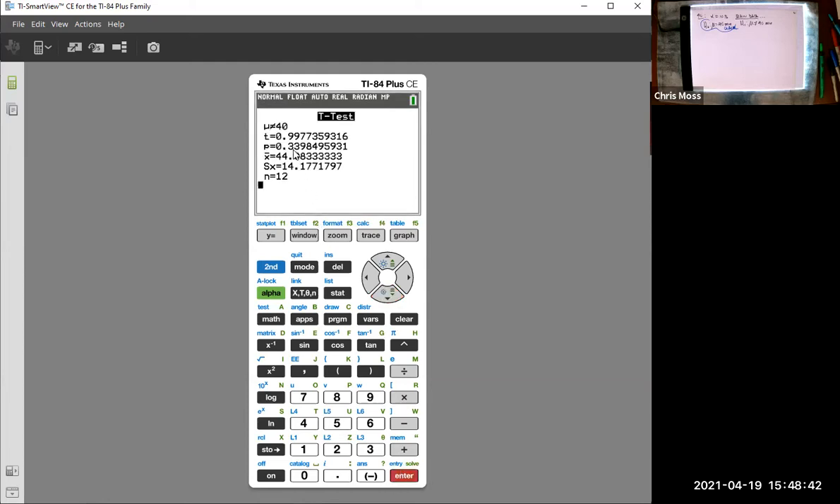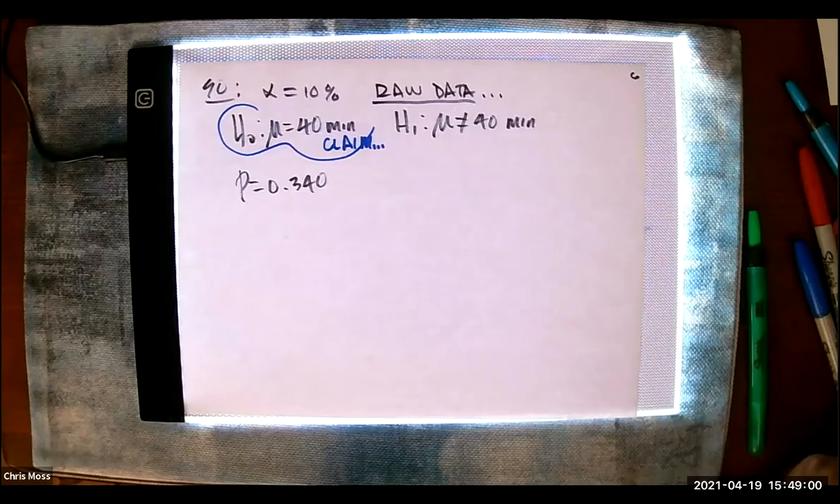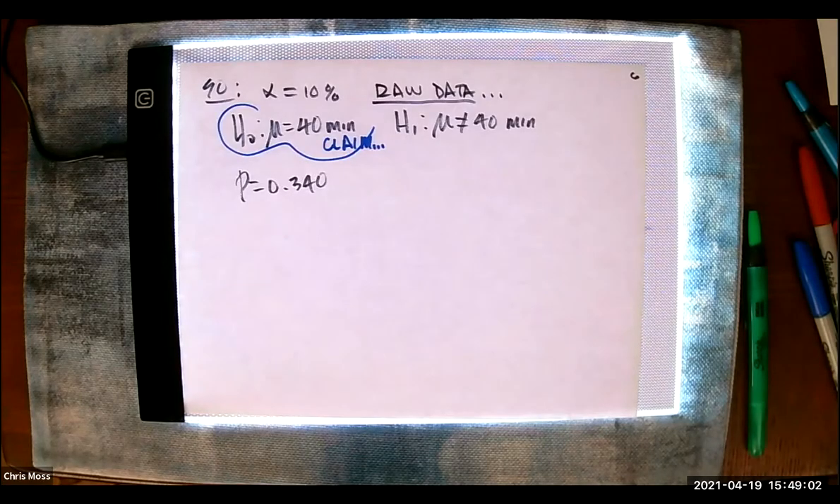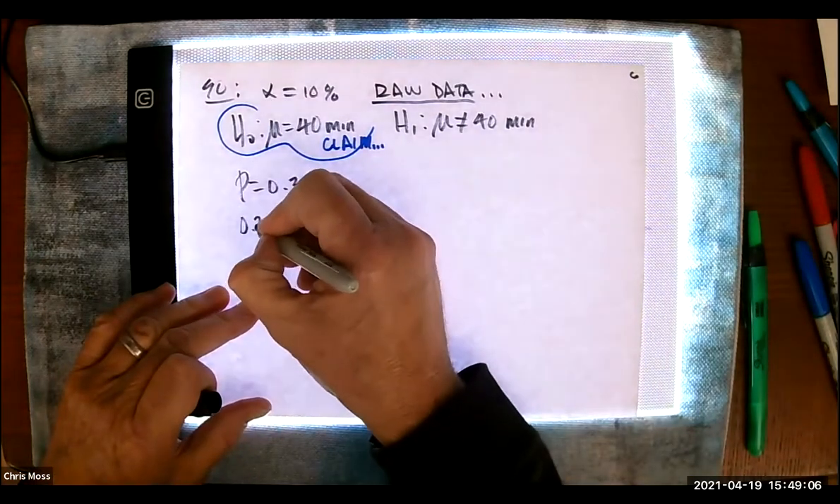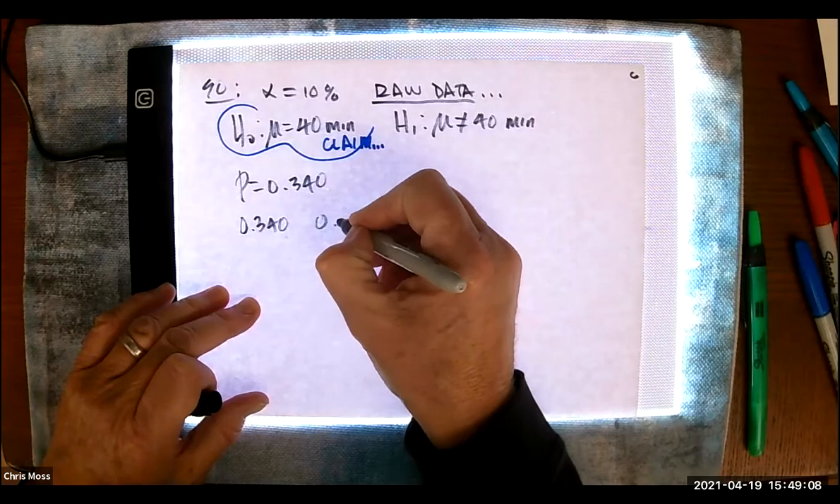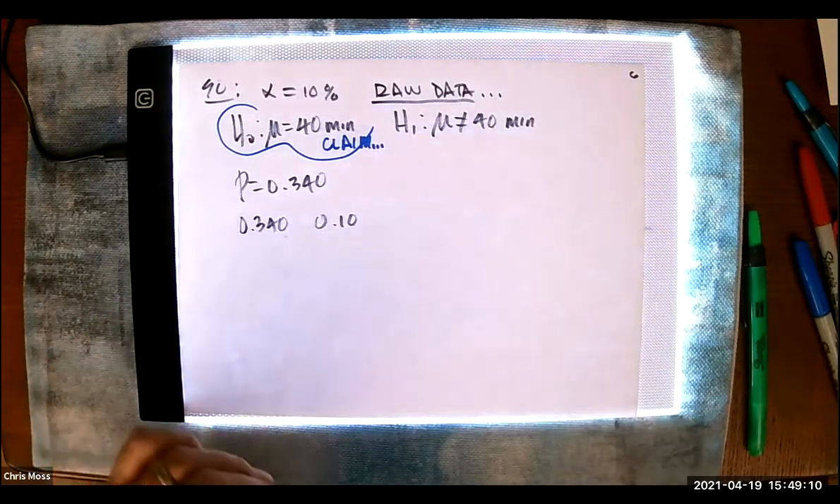So there's my p-value, 0.3398, 0.340 with 3 significant digits. Let me stop my sharing. So there's my p-value. 10%, that was my alpha.